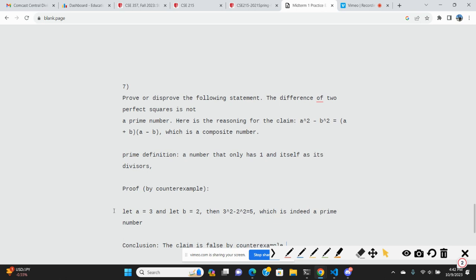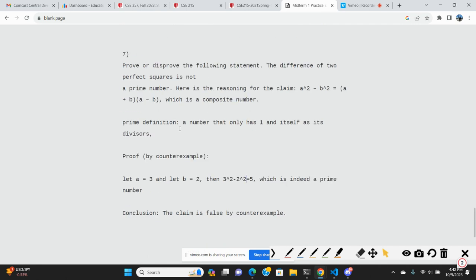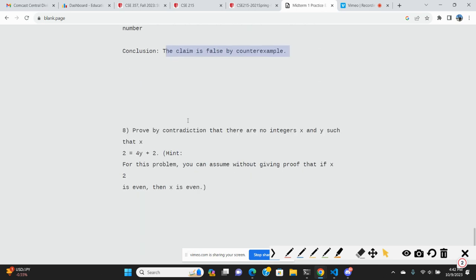Because we found an example of a difference of squares which is a prime number, which is the direct negation of the claim itself. And so the negation of the claim is true, which must mean the original claim is false. Therefore, we conclude that the claim is false by counterexample.